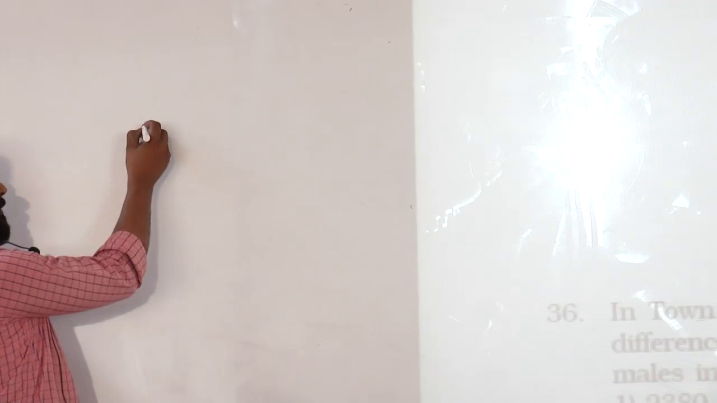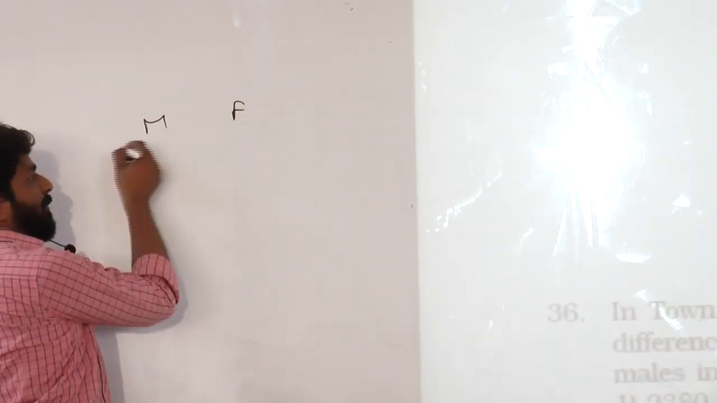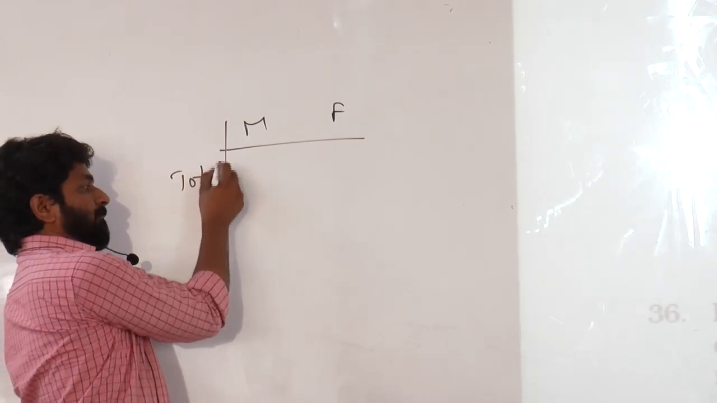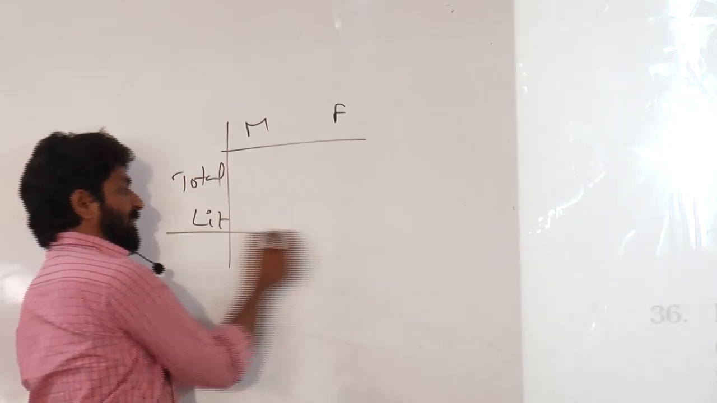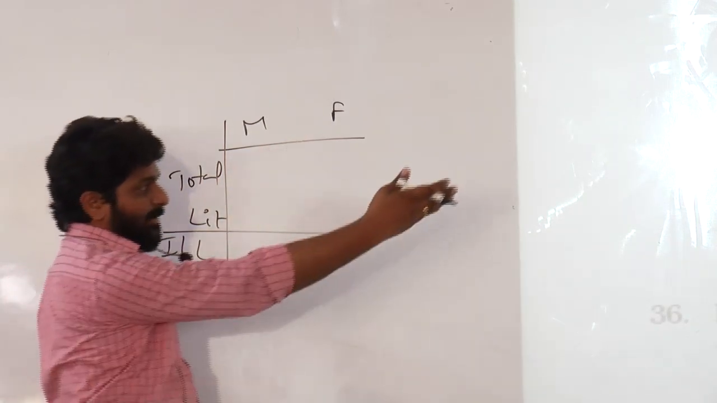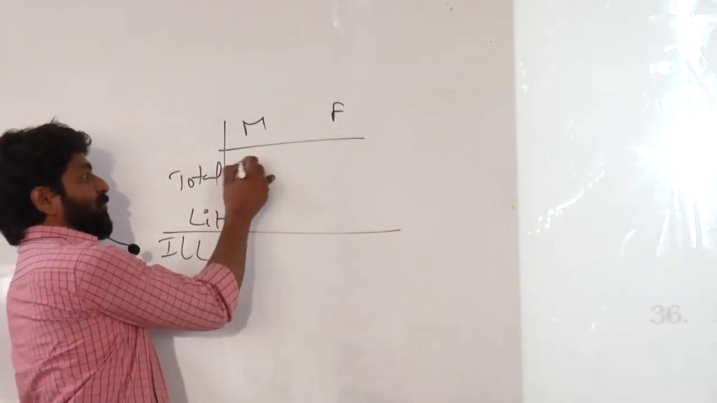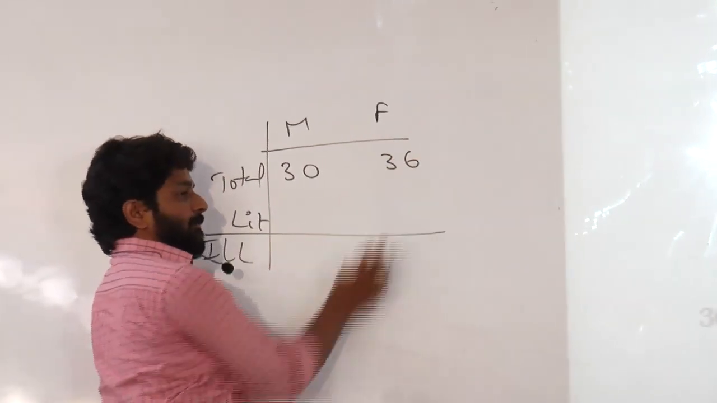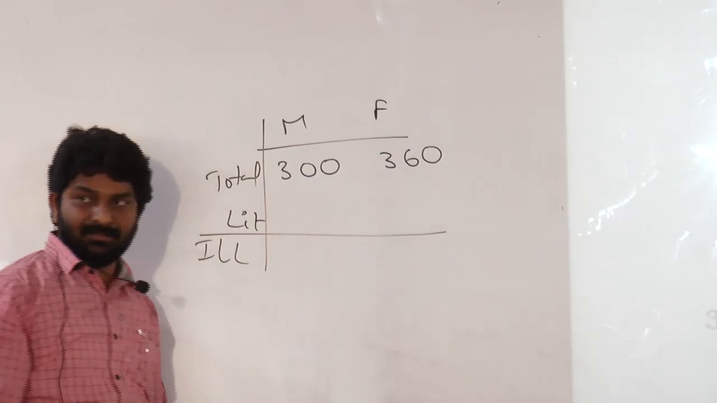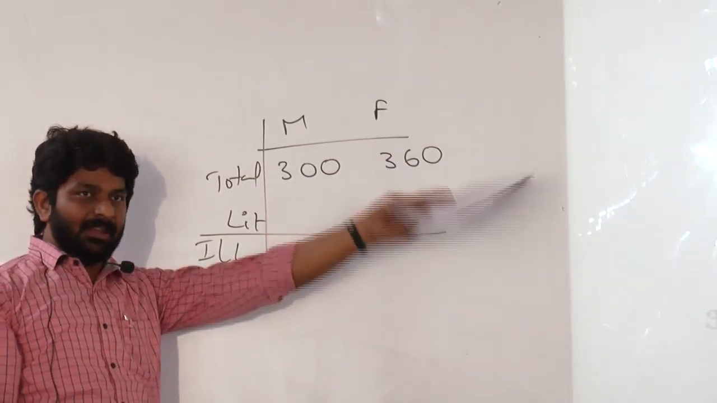Fine. Male, female, total population, literates, and then illiterates. Male versus female ratio is given as 5:6, so it is 30 and then 36. For calculation purpose, let me treat it as 300 and then 360, because those are thousands only, right? You can adjust zeros, no issue.